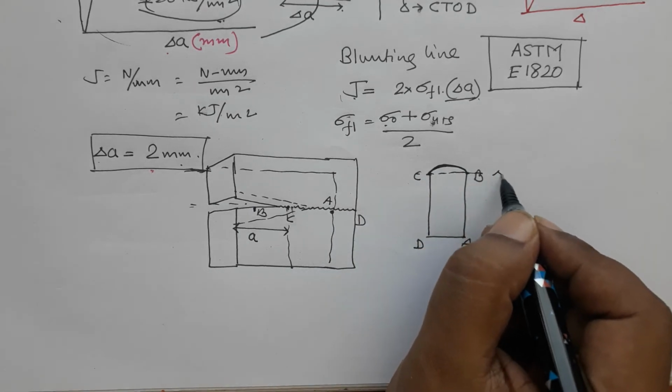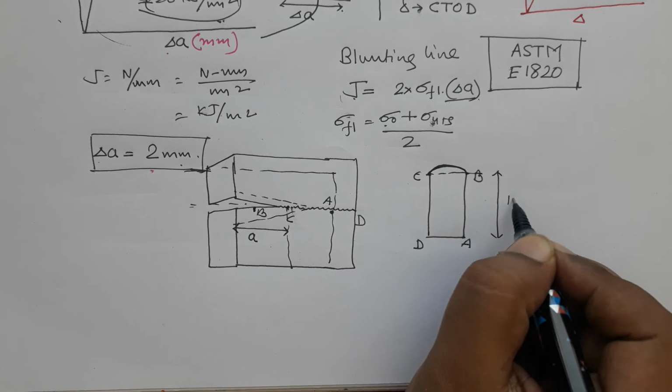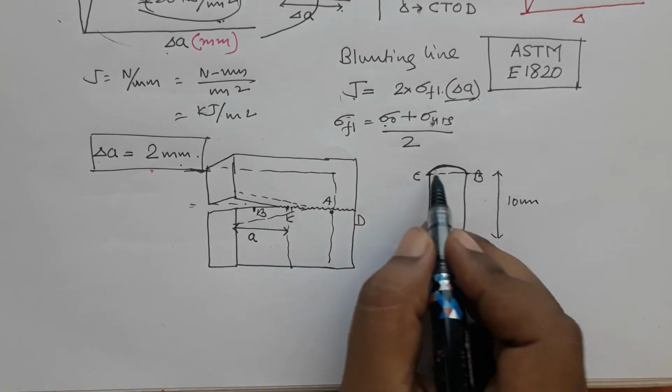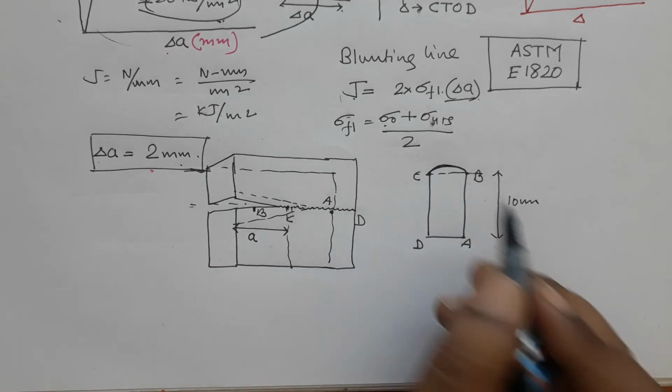So, if this dimension was, let us say, 10 mm, then can you take 10 mm as crack length? No, because here it might be 12 mm or 11 mm.